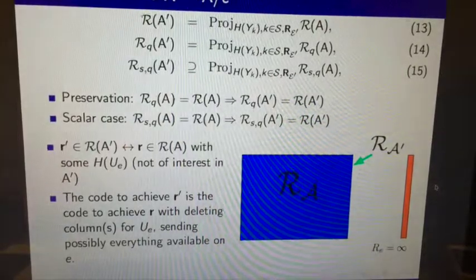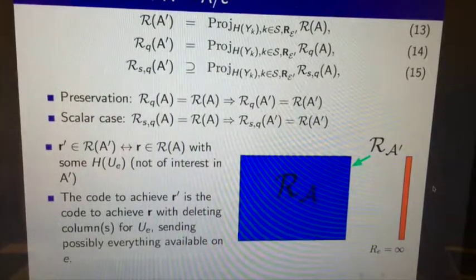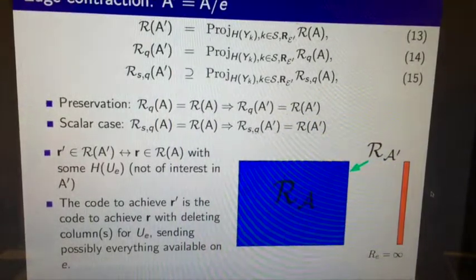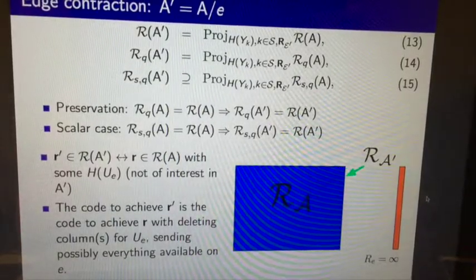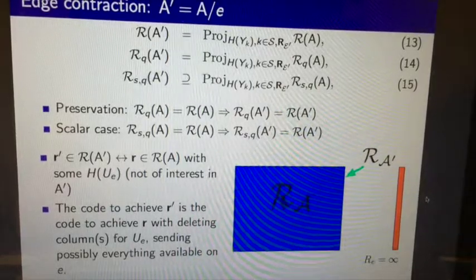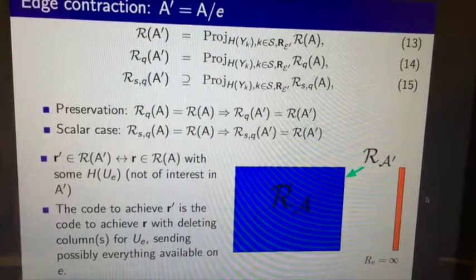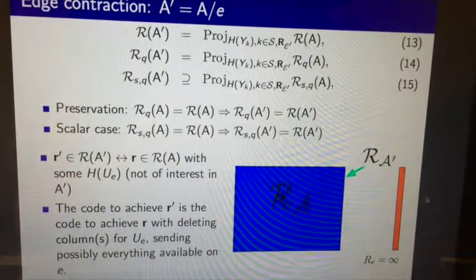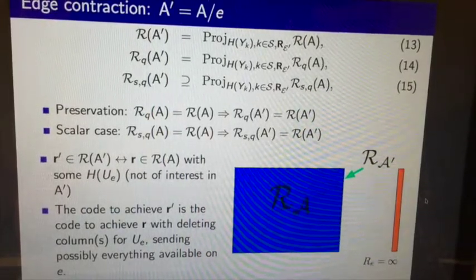Hence, for scalar codes we only have a subset relationship, because if you pick a point R prime in the scalar region of A prime, we are not sure if UE will use scalar codes. So we don't have a scalar construction for UE in A. But this subset relationship suffices to prove the preservation property.